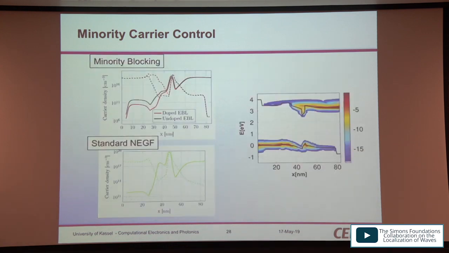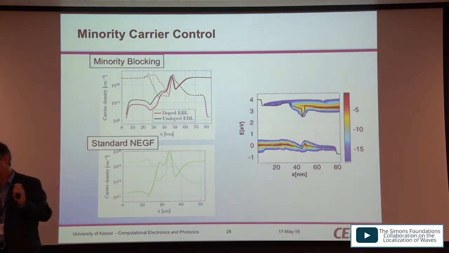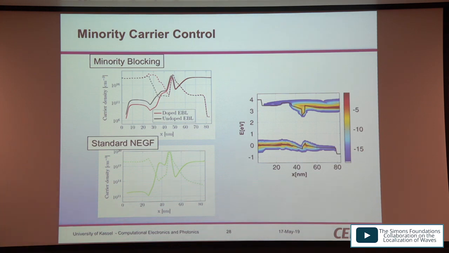Now, we did that, and you see that with minority blocking, we get realistic minority carrier densities, and it only drops very sharply down to the contact. So that we were also happy with.